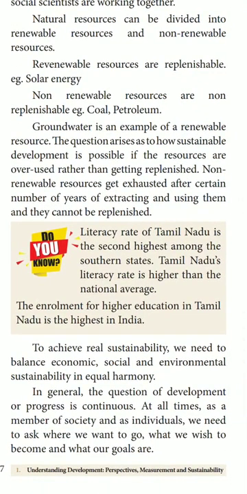To achieve real sustainability, we need to balance economic, social and environmental sustainability in equal harmony. So what are the things we need in order to achieve real sustainability? What are the things we want to balance? Economic, social and environmental sustainability in equal harmony. All these things we want to keep in equal harmony. Then only we can achieve this real sustainability.